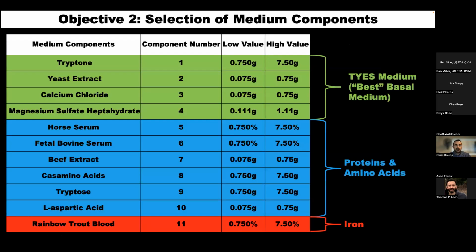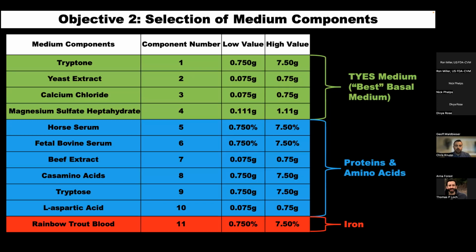So I tested 11 different medium components at 2 different concentrations. I included the 4 medium components present in TYES, which was the best basal medium. Looking into whole genome analyses of Psychrophilum and its metabolism, I found that proteins and amino acid sources are Psychrophilum's primary energy source. So I included a number of components on that front.